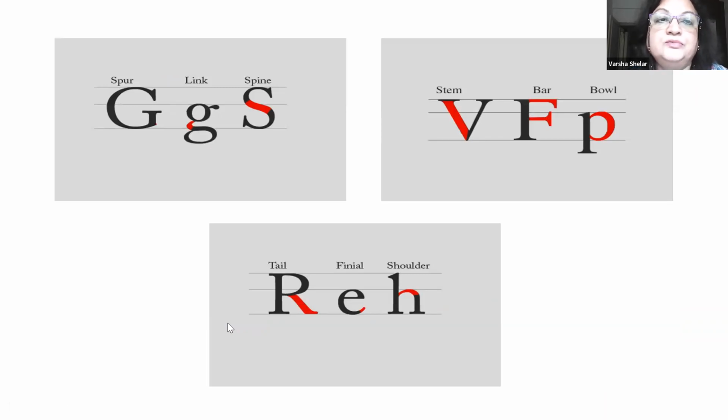Same going forward. What is the spur, link, spine of S? For that S, it may not change the spine. And S is considered to be one of the most difficult letters to draw by typographers. Here again it talks about what is a tail for R, and finial and shoulder, stem for V. So it's nice to know these things, even if you may not consciously use them.